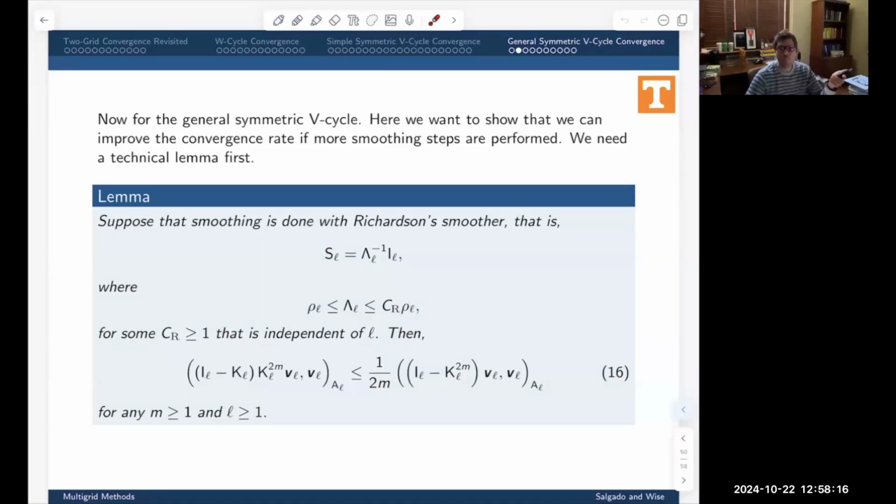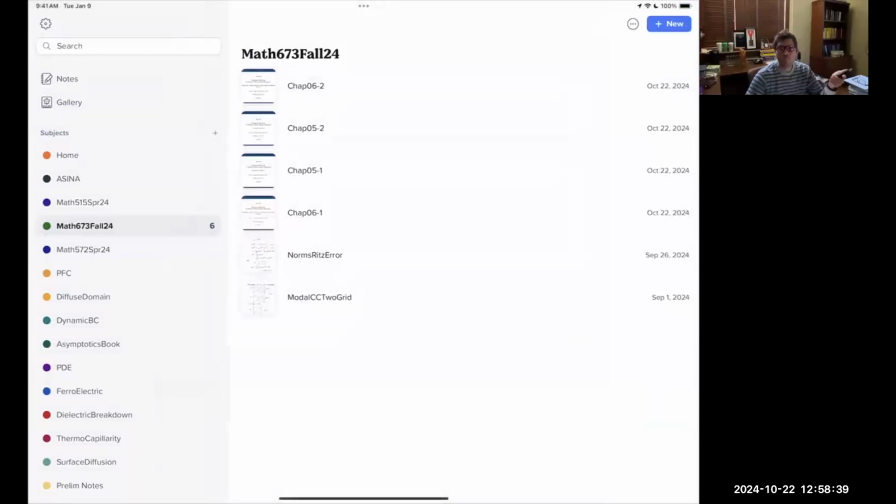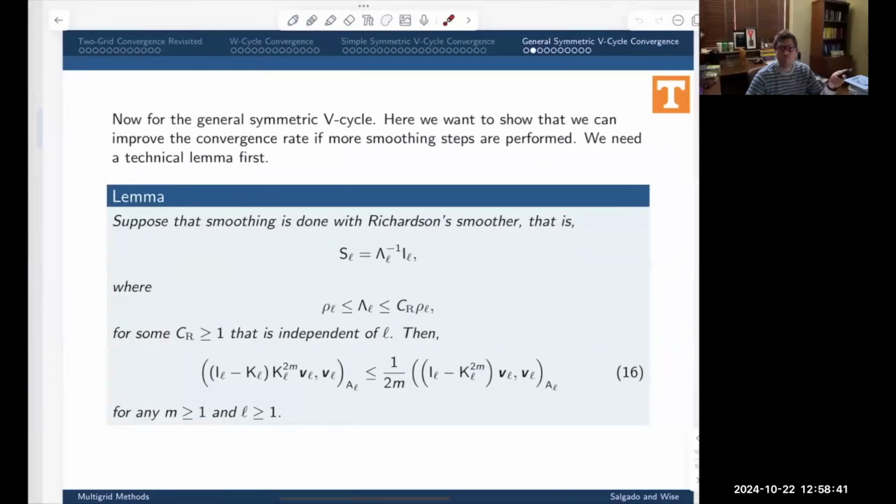This capital lambda L is a number which is greater than the spectral radius of the stiffness matrix, but less than or equal to a constant times the spectral radius. And this C_R number is just some number which is greater than or equal to 1. The ideal case is that it's equal to 1 or just a small number close to 1.